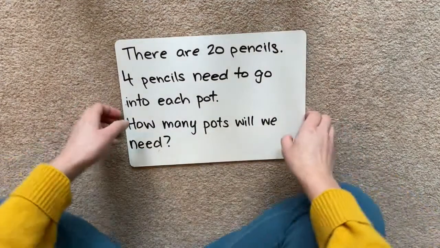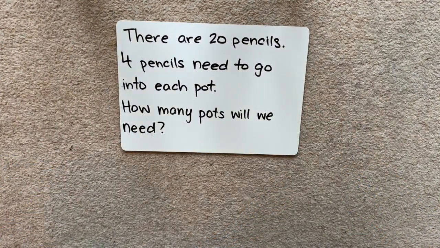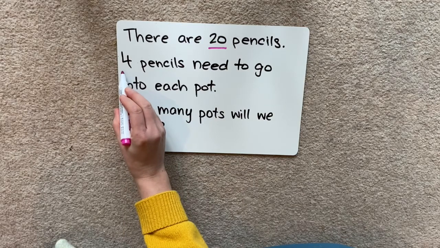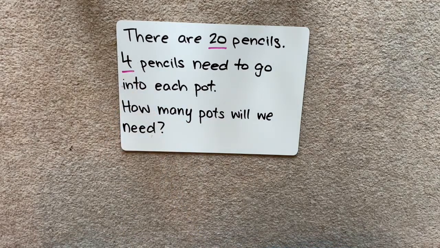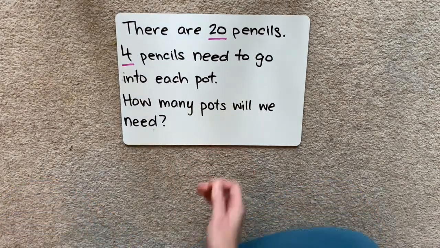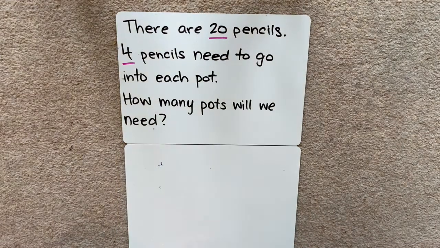We will start with this question. This question says, there are 20 pencils. 4 pencils need to go into each pot. How many pots are we going to need? So we're going to draw pictures to help us. Need another whiteboard so I can draw pictures underneath.